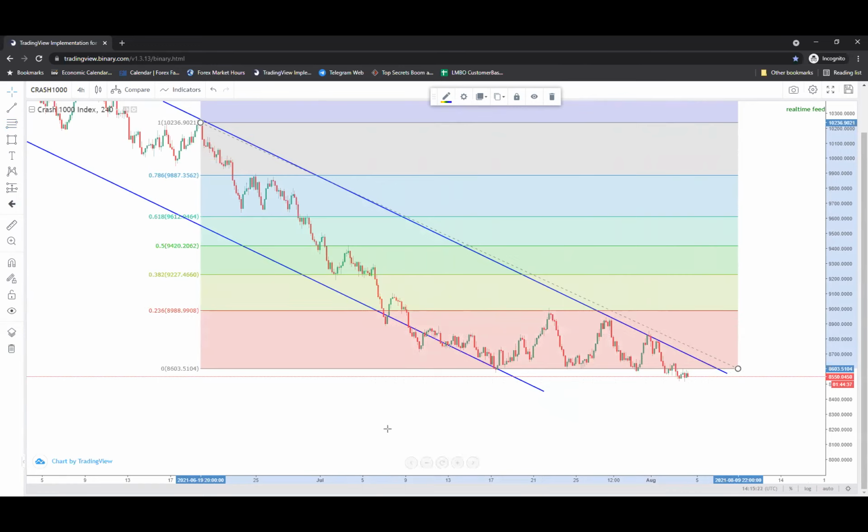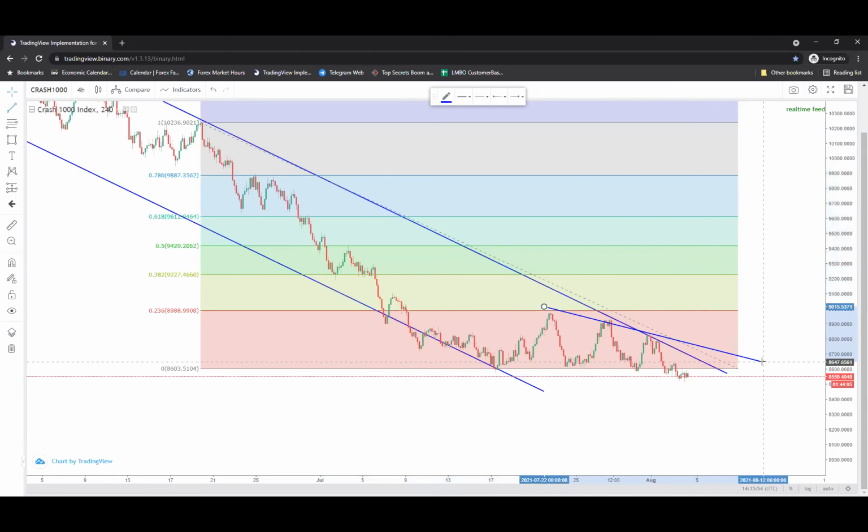July, August, from this area, 9th of July. It has not even crossed this 23.6 level, correct? So if you are planning to sell in Crash 1000, it is absolutely marvelous. But if you sell here and the market goes till here, that's your case to worry about. This can blow you up.